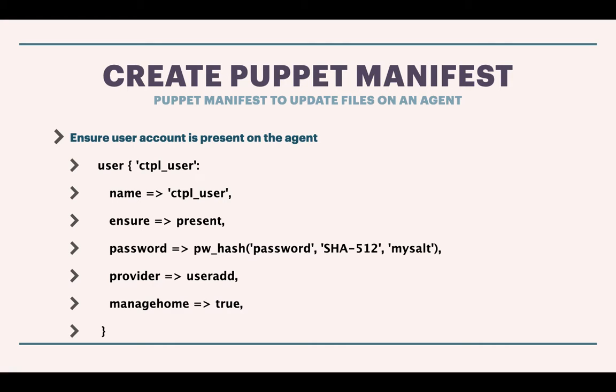You can omit this parameter if you have various different machines. So if you have a Windows machine and a Macintosh machine acting as agents, you don't need to specify the provider, because Puppet is smart enough to figure out what provider it should use to add the user account. And then the manage home variable, just set to true, tells the Puppet server to create the home directory whenever it creates the user.